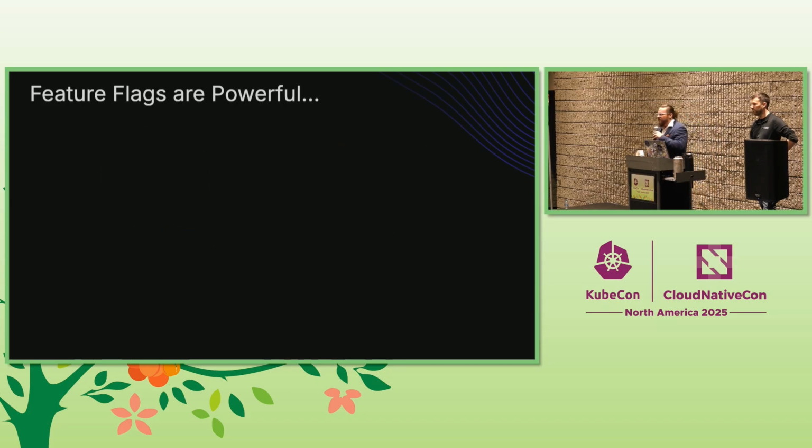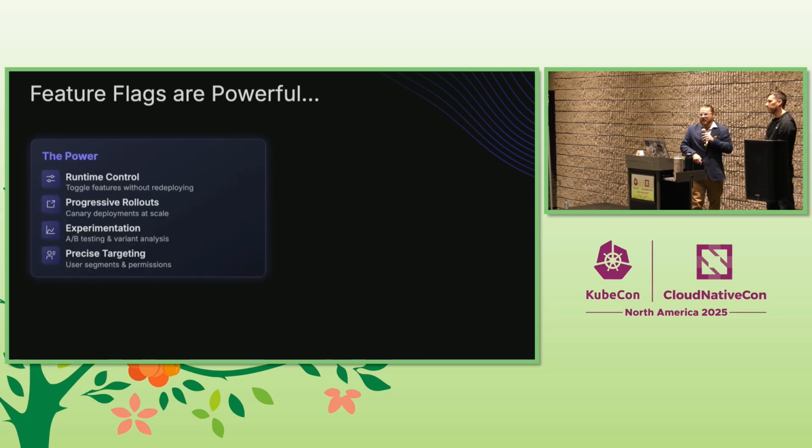So let's talk a little bit about feature flags. Feature flags are powerful. You can do so much with them. Namely, you can separate your deployments from your releases. They give you the power of runtime control. You can toggle flags to change the behavior of features and code paths at runtime. They give you the power of progressive rollouts. You can do canary deployments or even percentage rollouts.